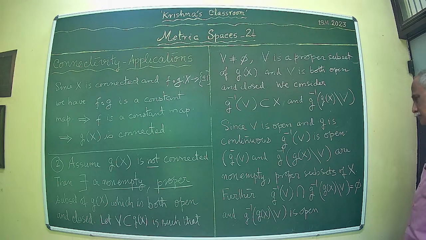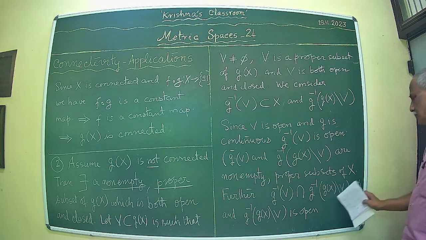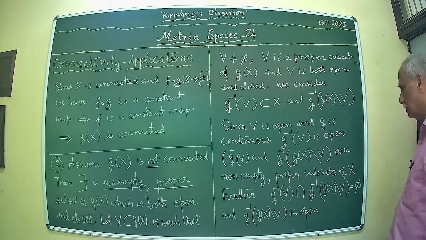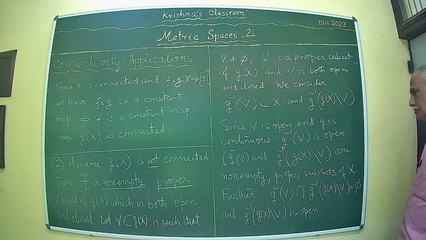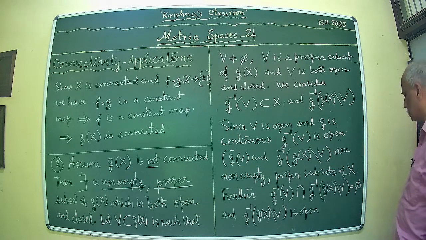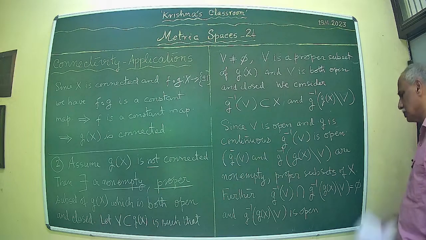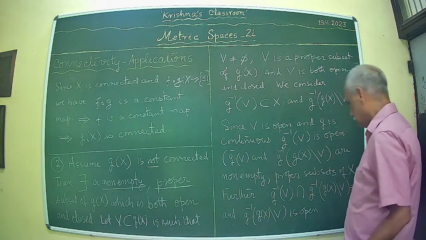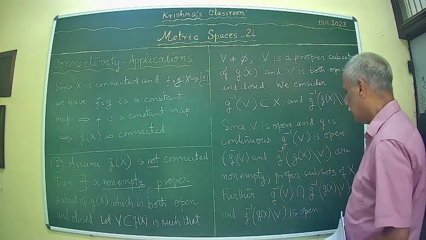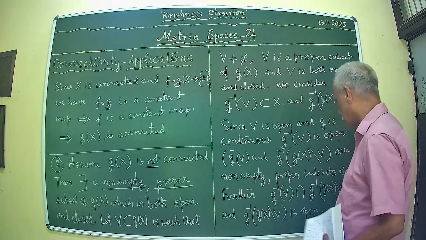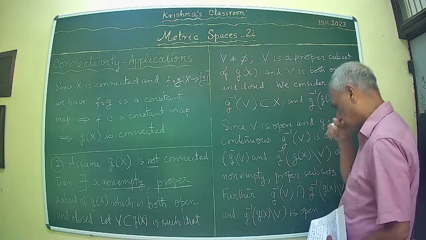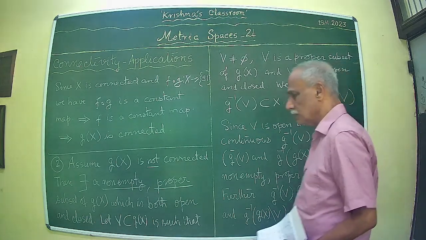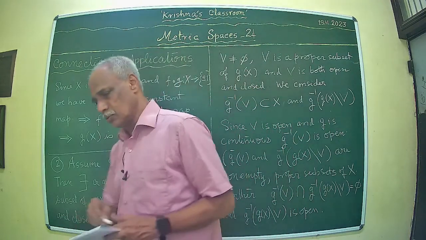Okay. Right? Why is it open? Gx slash V is closed, actually, because V is open. But V is also closed. Therefore, Gx slash V is open. Okay? Therefore, you see that G inverse of Gx is open. Therefore, it follows that G inverse of V is both open and closed.